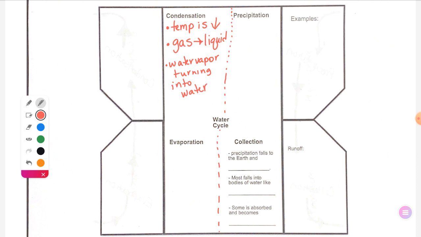Okay, for precipitation, there's not a whole lot to say, so we're just going to give its definition. Precipitation is when water falls from the clouds to the earth. It's when there's too much of it up there. Yeah, it kind of forms and falls down.